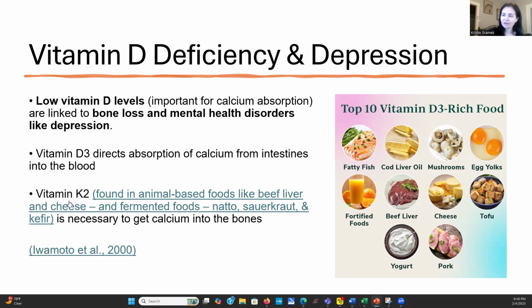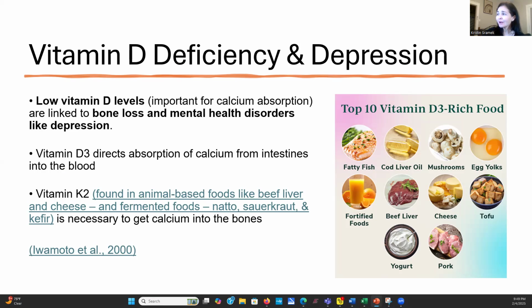So sauerkraut, that's German, and kefir. This is like a yogurt, but these also have K2 in them. And those are, of course, not animal based, or at least not the natto and the sauerkraut. The kefir, I guess, is technically still animal based. It's just not actual flesh.